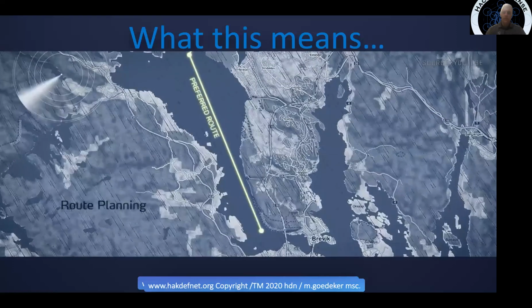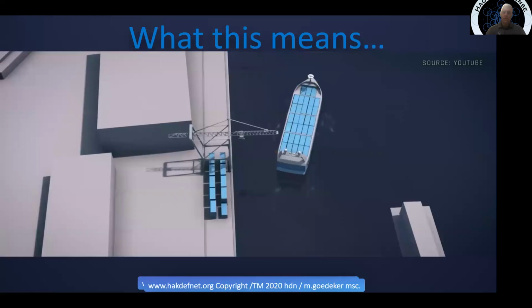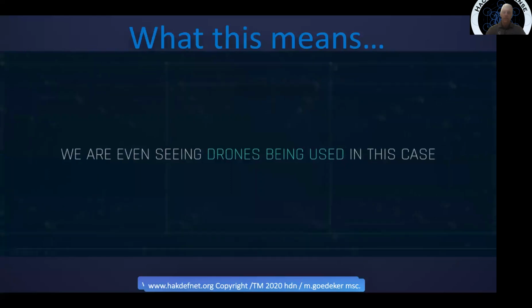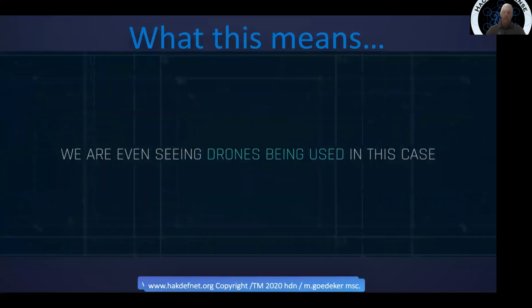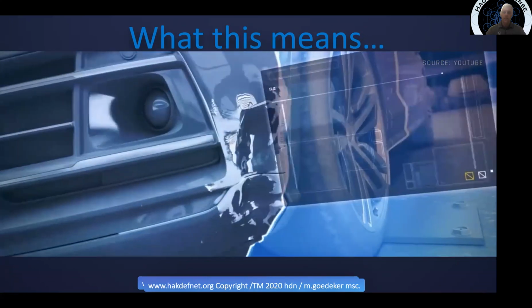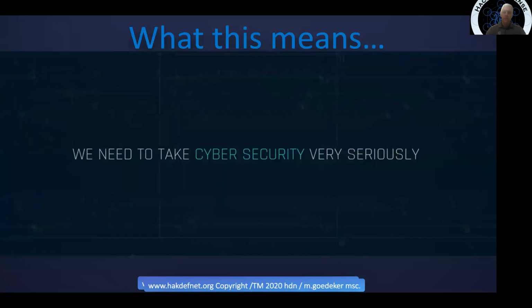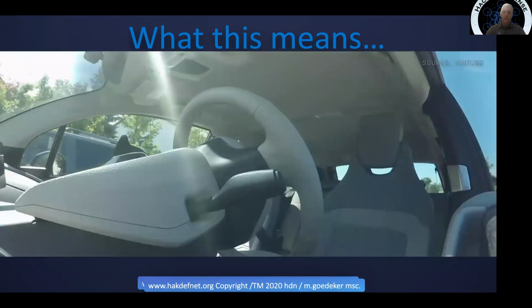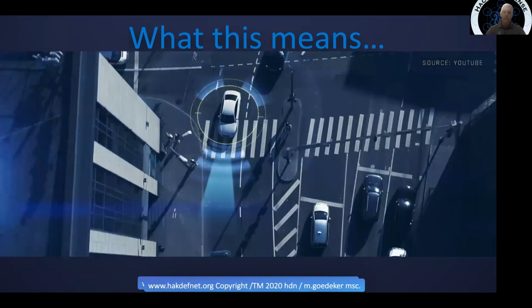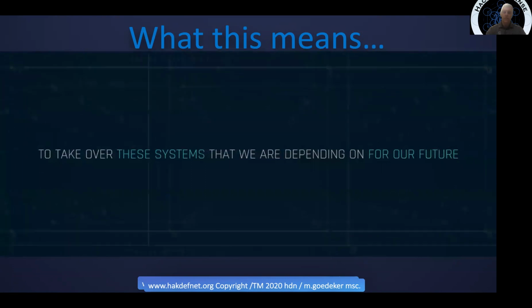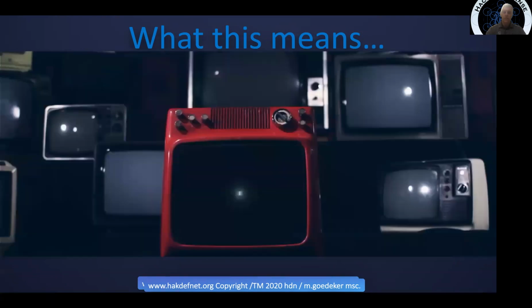Think of a world where most shipping companies use autonomous ships, planes, trains, and trucks to deliver packages. We are even seeing drones being used in this case by companies like Amazon and others. When we think about these use cases, we need to take cybersecurity very seriously, and we need to do it right now. We need to improve our cyber defense because those attackers are just waiting for those exploitable vulnerabilities to take over these systems that we will be depending on for our future and for all our supply chains.